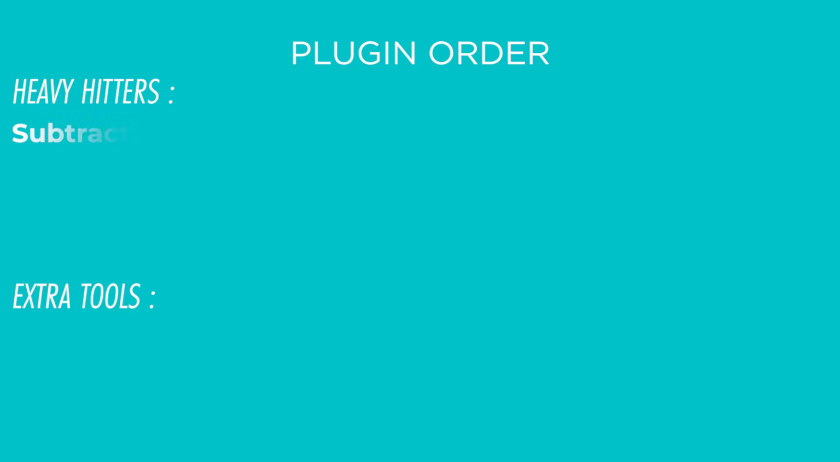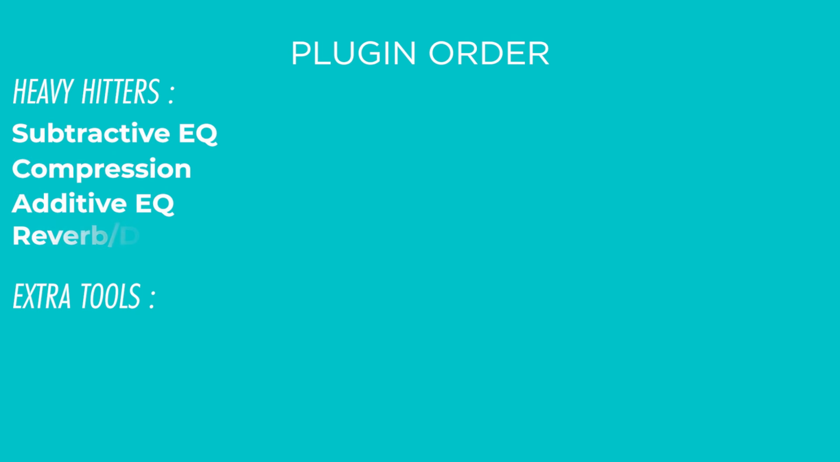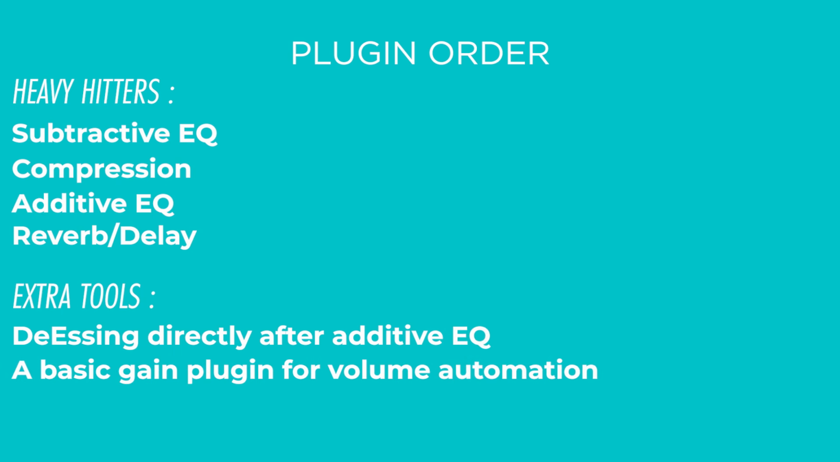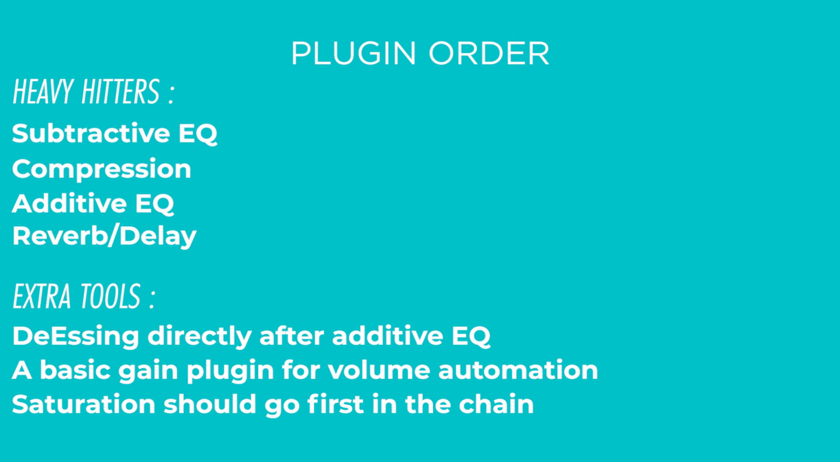So let's recap. First, we've got our heavy hitters. These are the plugins that do most of the work and will get you about 90% of the way there. In order: subtractive EQ, compression, additive EQ, reverb, and/or delay. Then we've got a few extra tools that can be helpful for tweaking the vocal a bit further, maybe give you that last 10%. De-essing directly after additive EQ. Basic gain plugin for volume automation directly before your wet effects. And any kind of saturation should go first in the chain before subtractive EQ.